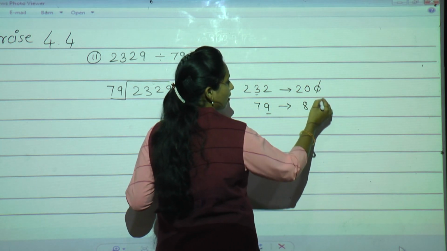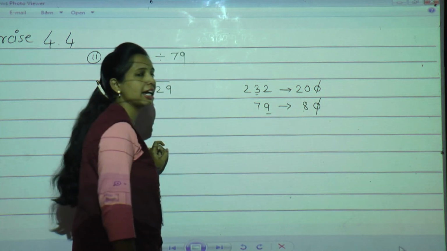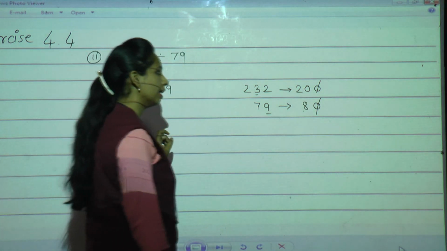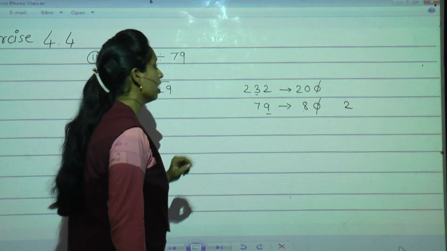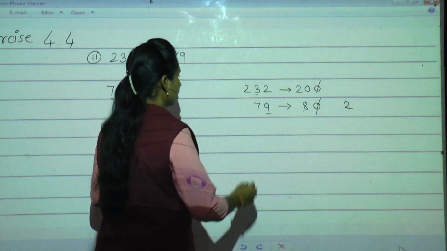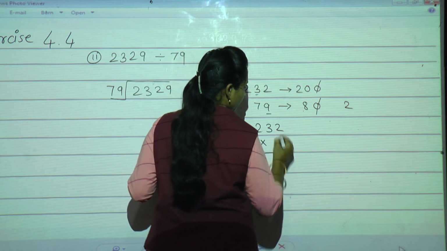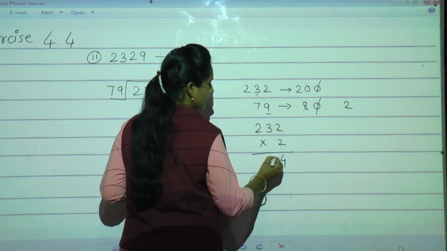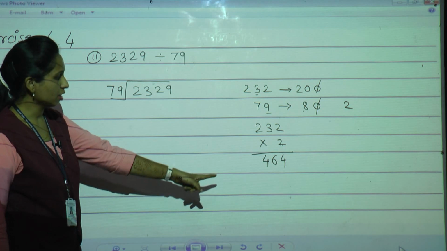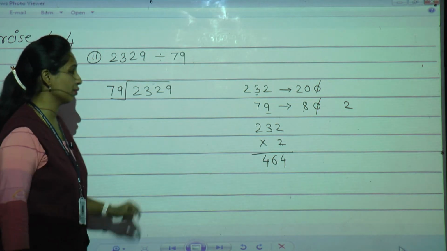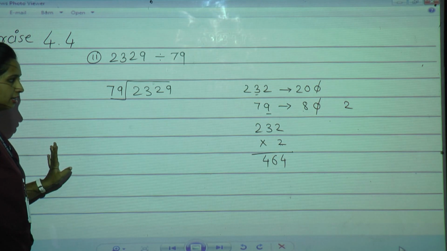Now cross 110. Now see 8 and 20. How many times 8 is 20? It is near about 2. 8 2s are 16. Whatever will remain. So the estimate quotient is 2. Now we will try with the actual. 2 2s are 4, 2 3s are 6, 2 2s are 4. See, 464 is greater than 232. So it will not go, isn't it?